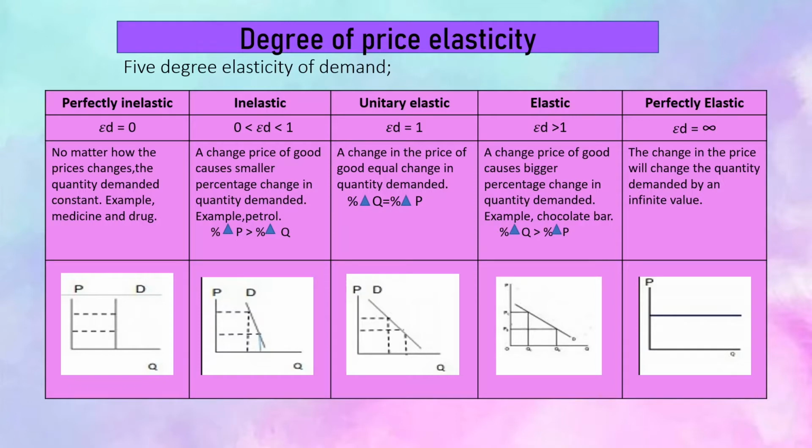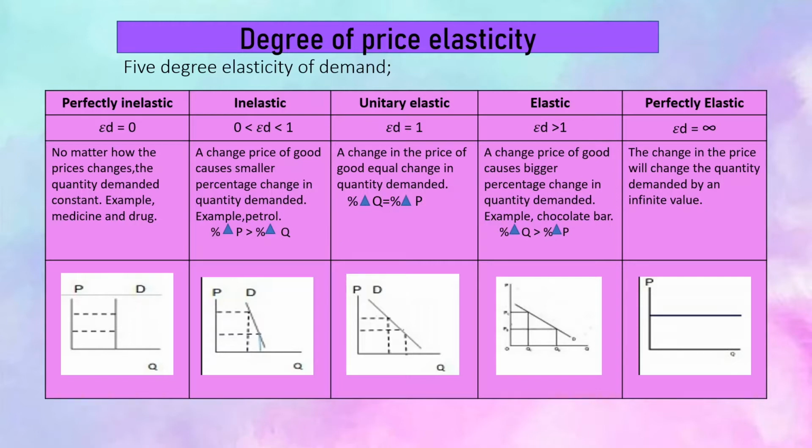There are 5 degrees of elasticity of demand. First, perfectly inelastic. No matter how the price changes, the quantity demanded is constant. Example, medicine and drugs. The elasticity value is equal to 0. Demand is perfectly inelastic. When the price changes, consumers will still buy goods or services like usual. As you can see, the demand curve is perfectly vertical.